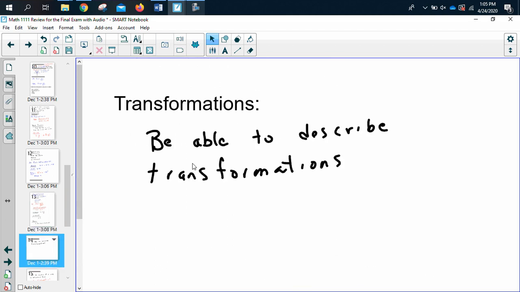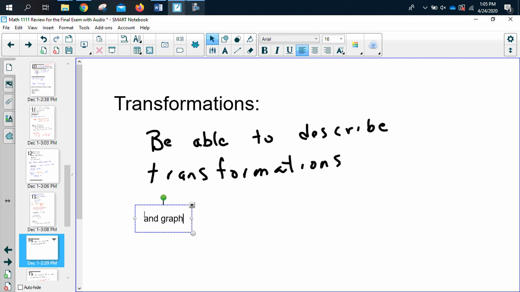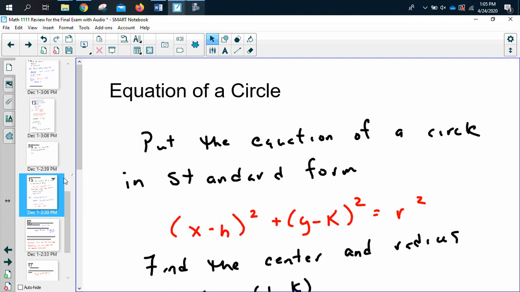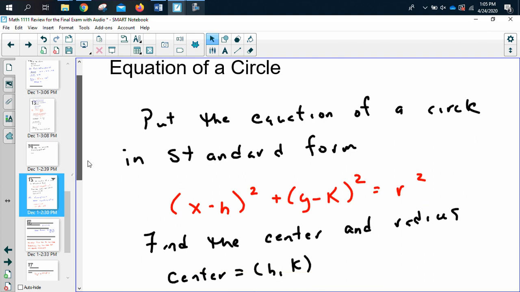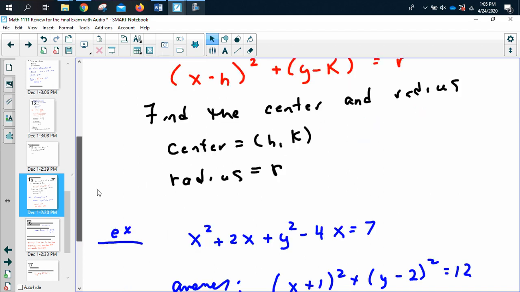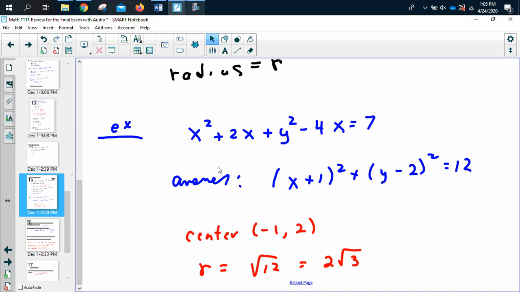Transformations, be able to describe and graph transformations. Equation of a circle, put the equation of a circle in standard form. You need to know the standard form of a circle. Find the center and radius. Here is an example. Remember, we had to complete the square on this, so be sure that you practice that.